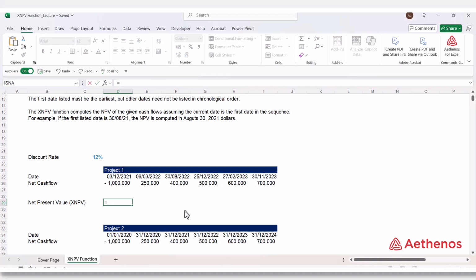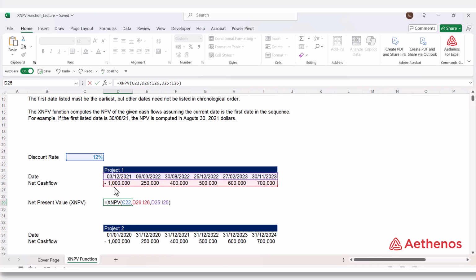So we write equals XNPV. And we need to give the rate and then the cash flow values and then the dates. So here you will notice we are giving cash flows from the initial date inside the XNPV.